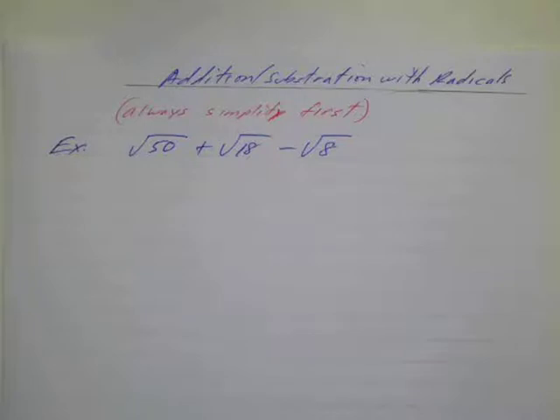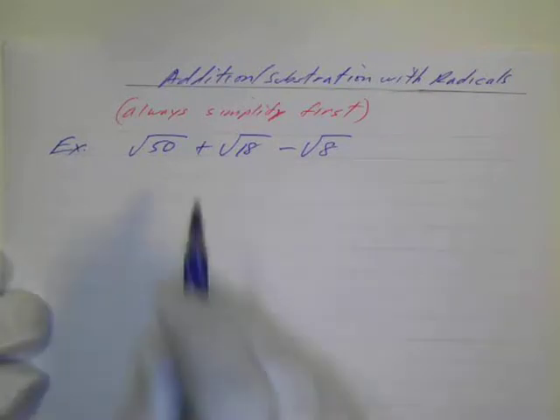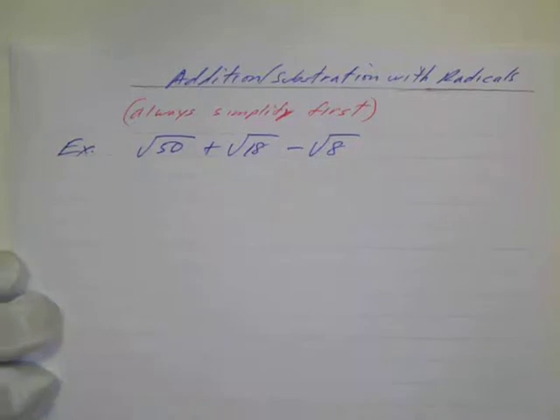Okay, when we're adding or subtracting, this is addition slash subtraction with radicals, we always want to simplify first. So if we see these, this is an example, we see these three radicals here and we want to add these up, or add or subtract, add and subtract.